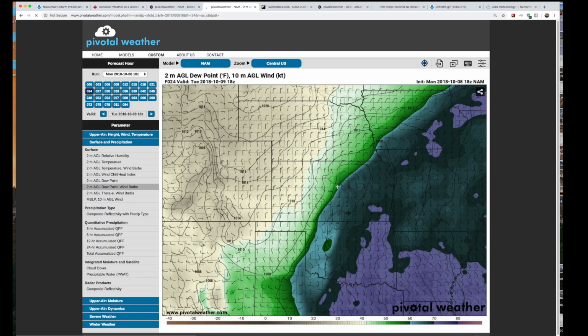So the moisture, we usually look at moisture at the surface. It's not very useful for us to look at moisture in the high levels. So you usually want to go into your surface and precipitation parameters and look at the 2 meter AGL, which means 2 meters above ground layer. Like in your surface chart here, you're going to pull that, and you have your depiction of the moisture here. So you have some kind of warm front up here.